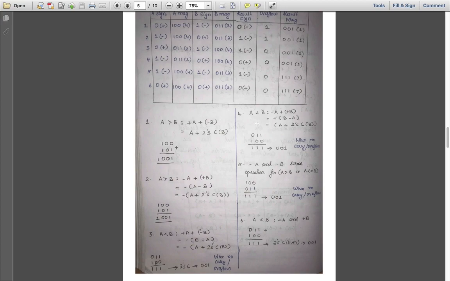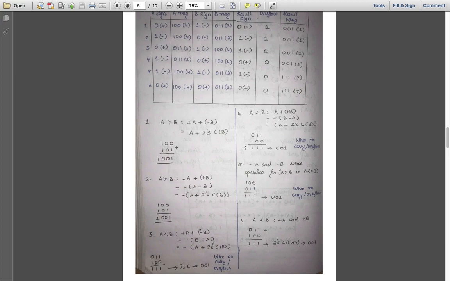Similarly, one more case I'll explain. Here also B is higher, B has a greater value, so B's magnitude is 4 and A is 3. Then you perform minus A plus B, which can be written as B minus A, which is nothing but A plus the 2's complement of B. You do the same operation as the previous one.